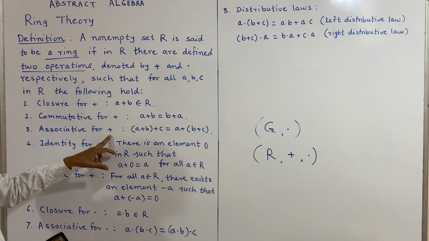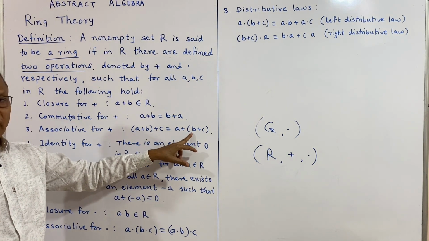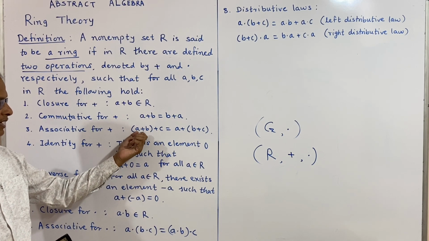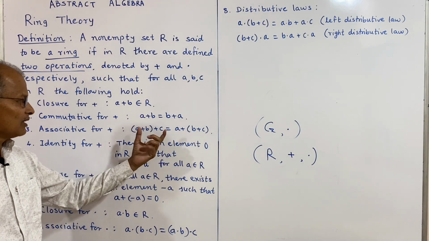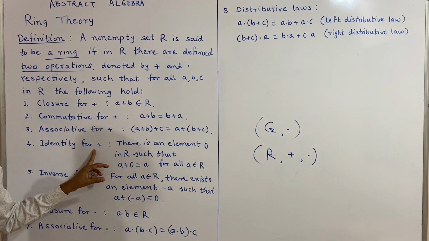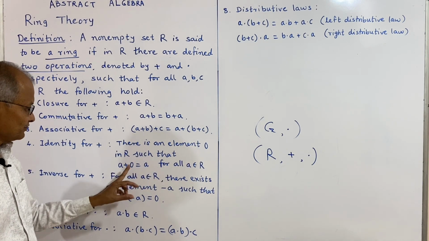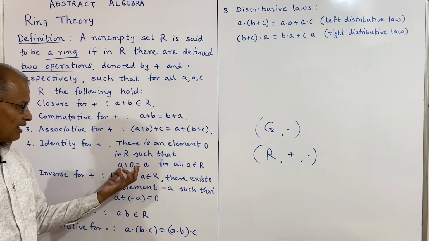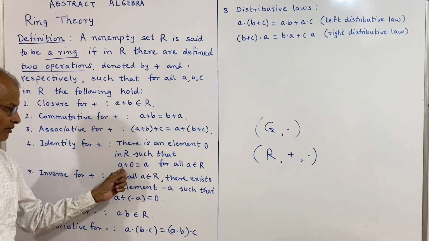Then associative for plus, that is A plus B plus C is equal to A plus in bracket B plus C. That is, here A and B are first added, and here B plus C is added and then combined with A. So this is, as we know, the associative property for plus. Identity for plus: there exists an element denoted by 0 in R such that A plus 0 is equal to A for all A belongs to R.